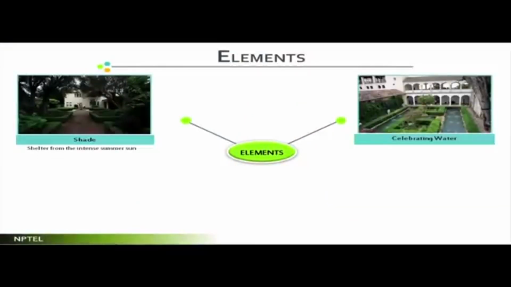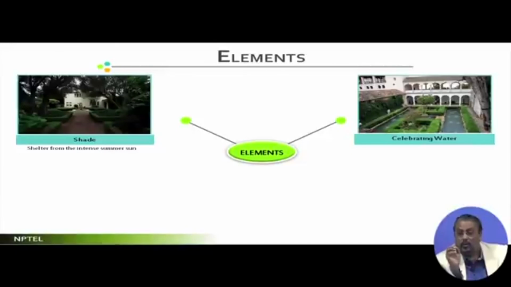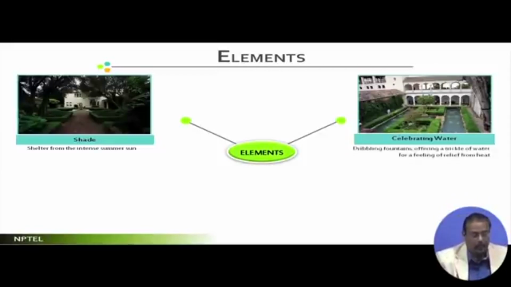So it was sheltering from the intense summer, and it also had celebrating water. They created these kinds of water bodies where they had the fountains, and this is the area of flowing water that always cooled the entire environment. The small spouts of the fountains used to break into small droplets, and that used to reduce the air temperature. So that is the kind of ambience that they had. They never had very chilly or cool areas, but they had fairly cooler zones.